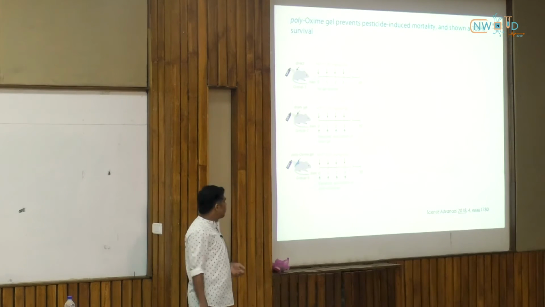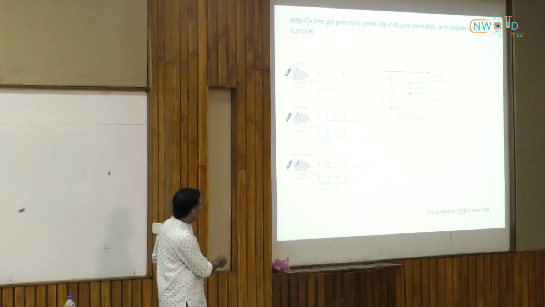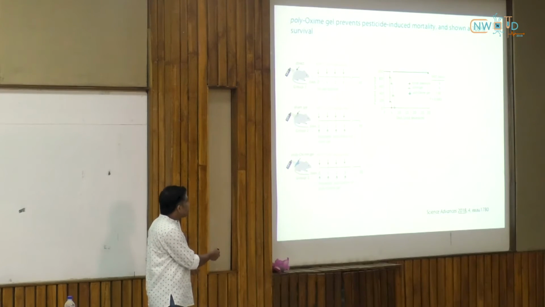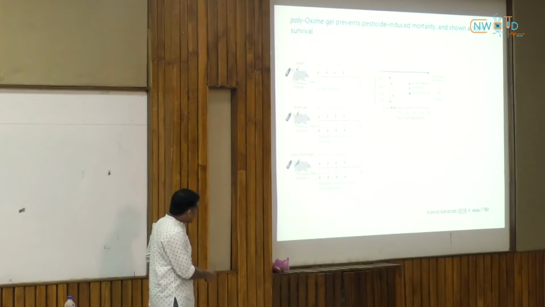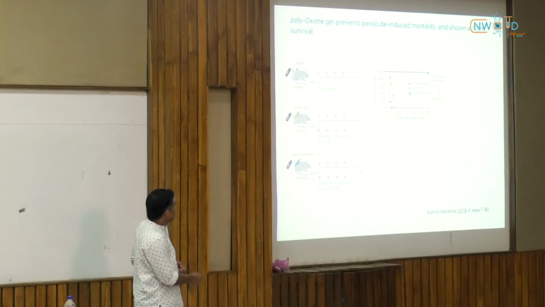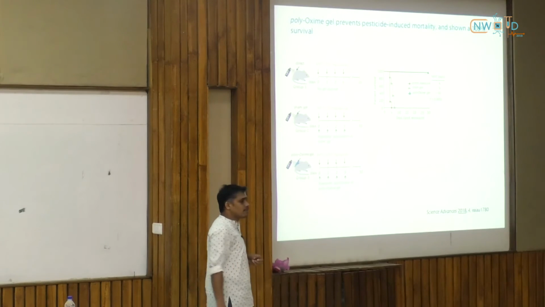And when you measure the survival, you can see the animals that received the pesticide either directly or in the presence of control gel, all died within 6 days. But the animals that received it in the presence of polyoxime gel, we didn't see any loss of life, 100% survival we can see.